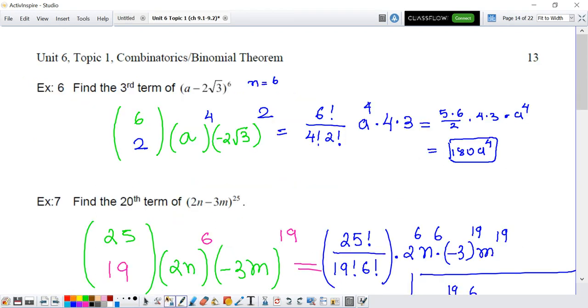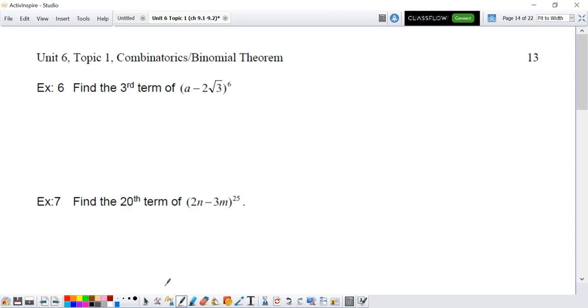Here we are going to do a slightly different type of problem, which says find a particular term. For example, the third term, which means if I expand this, what will my third term be? This is the 20th term. It's not very practical to find all the terms and then select a particular term. There is always a more efficient way to find a particular term.